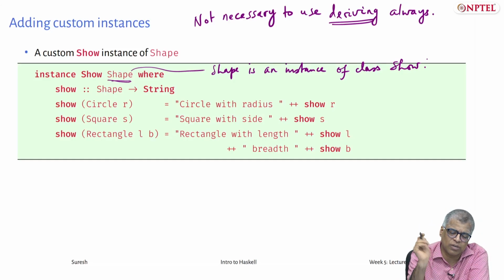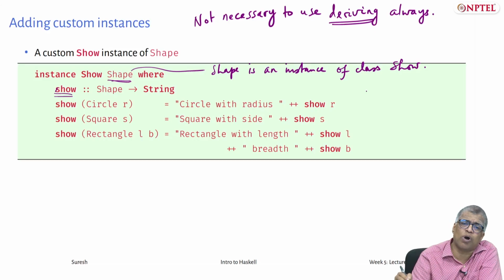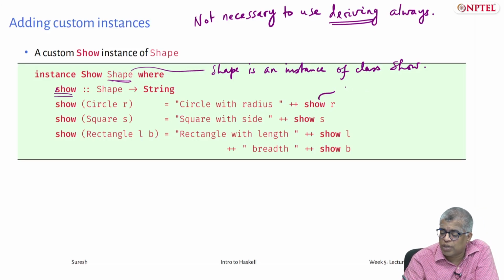You can use any of these terminologies, but the point is Shape belongs to the class Show. Let us think of it that way. And for that you need to define a function with a small s, show. This function should be of type Shape arrow String. And I could say, for instance, show Circle r is a string which says Circle with radius, and then I show r. This show is of type Double arrow String.